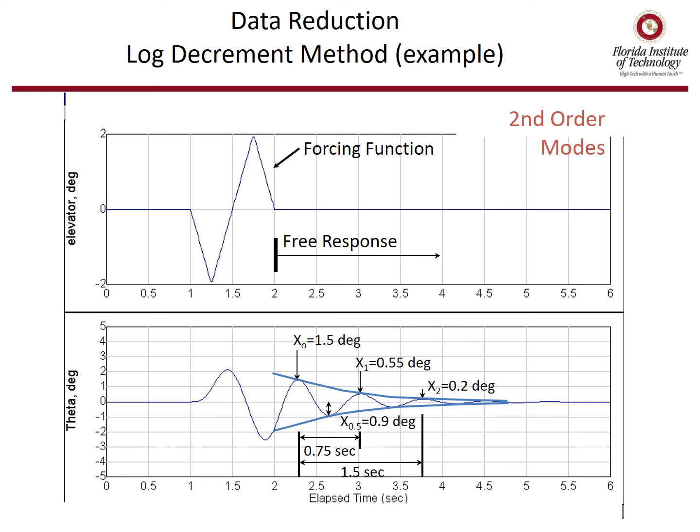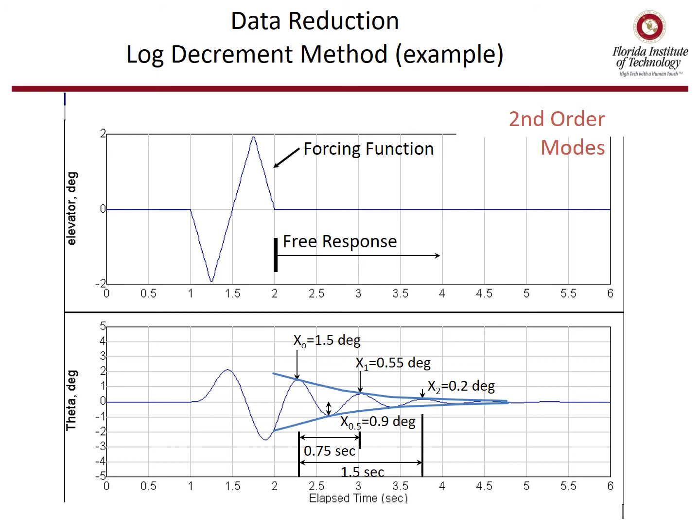After the free response starts, we grab the first peak at about 2.25 seconds, and we note that the amplitude is 1.5 degrees. If I go to the next peak at a little after 3 seconds, I see that the amplitude has diminished to 0.55 degrees. And if I go further to about 3.75 seconds, I see that the amplitude further diminished to 0.2 degrees. So I'm going to record the x0 amplitude, the x1 amplitude, the x2 amplitude.